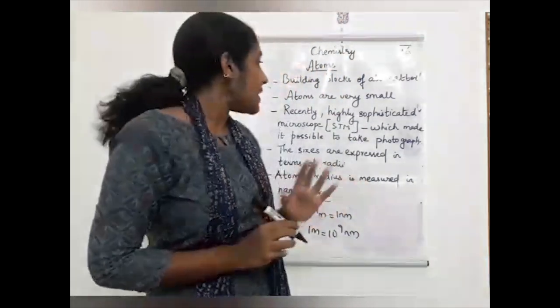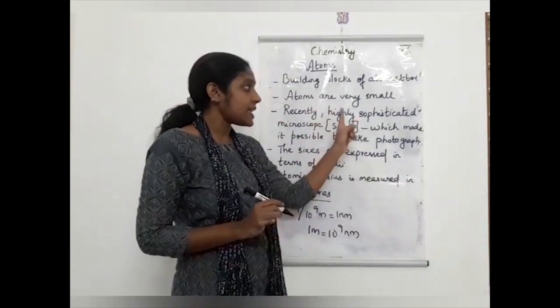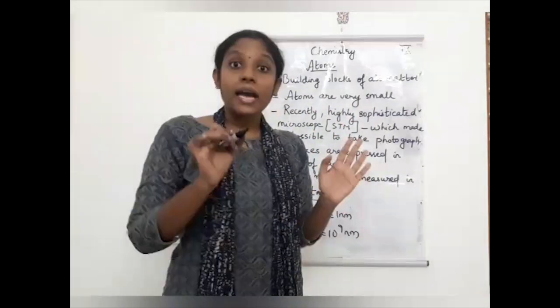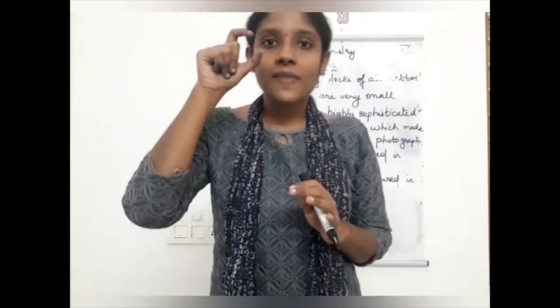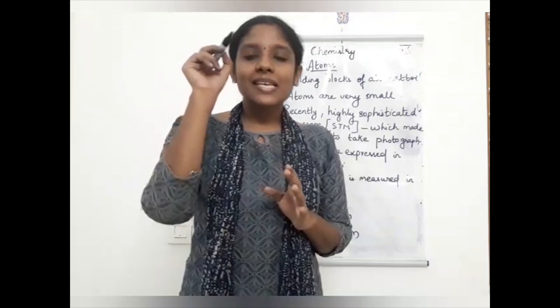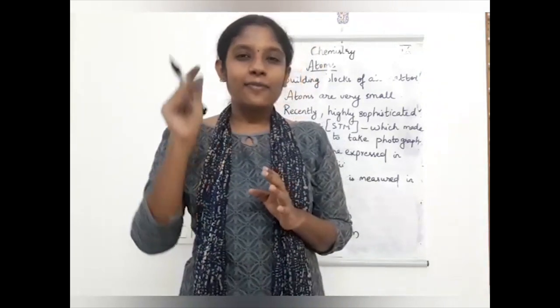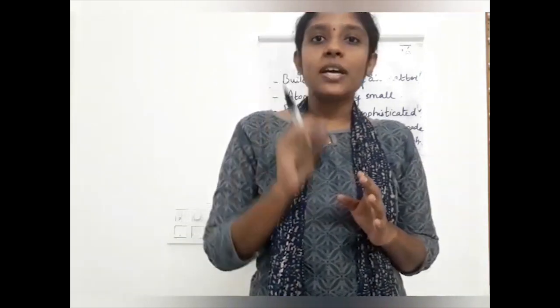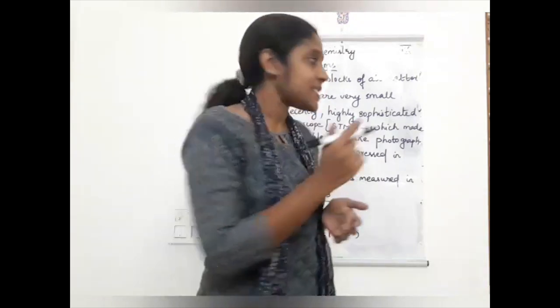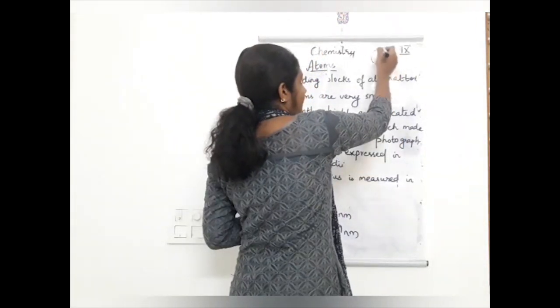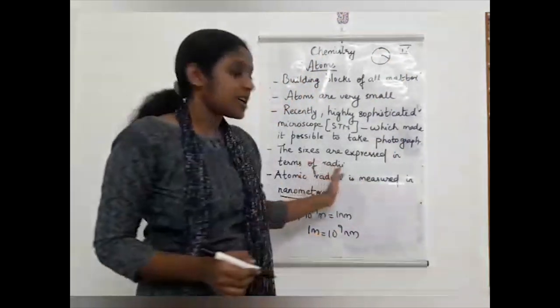And recently, using a highly sophisticated microscope, we have been able to take photographs of atoms. So atoms are normally spherical in shape and very small, and cannot be observed with the naked eye. Okay. And the size of atoms, since they are spherical in shape, is usually expressed in terms of radii.